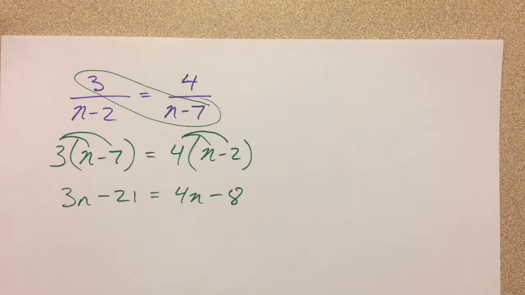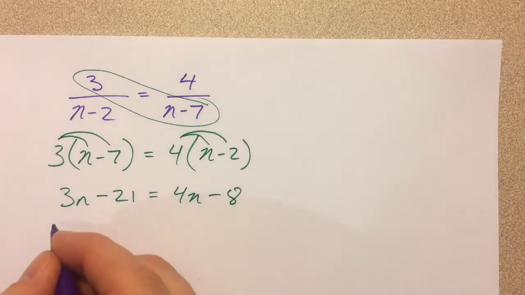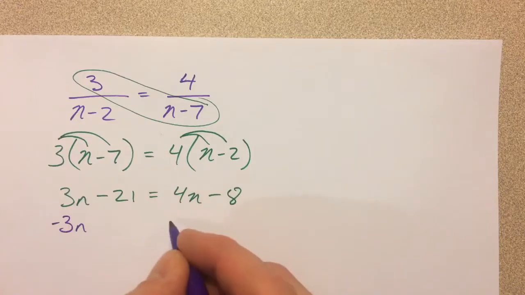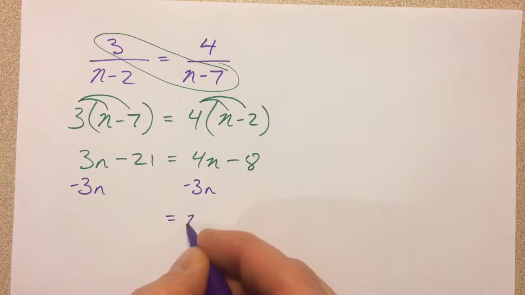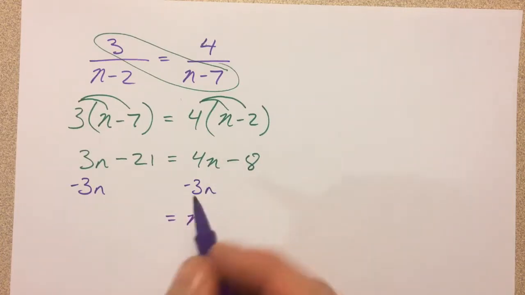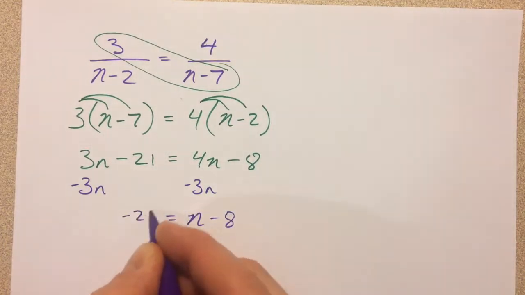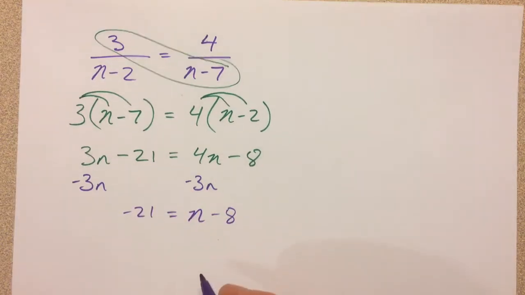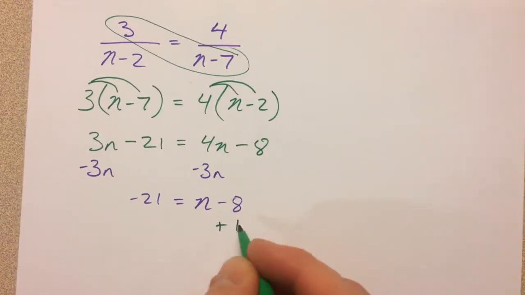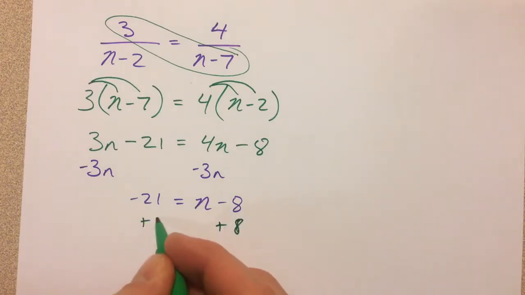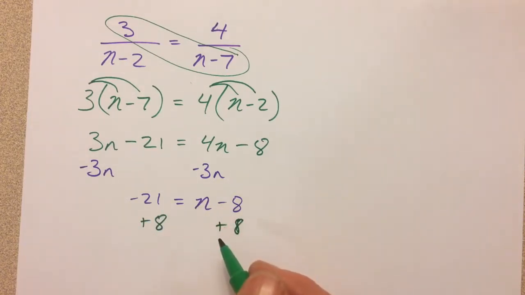And so now I want to get n's on the same side. And so I'm going to subtract 3n because I like positive n's. Some of you might like your n's on the left-hand side. I'm just going to get 4n minus 3n is n. So I got n minus 8. Don't lose that negative 21 there. And then I'm just going to add 8 to both sides. Sorry, my caps just got a little messed up there. Add 8, and when I add 8 to both sides, I get negative 13.